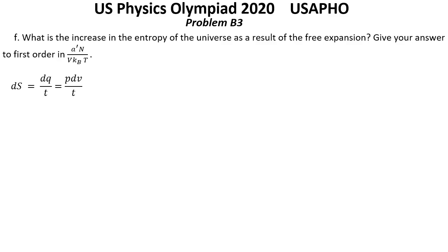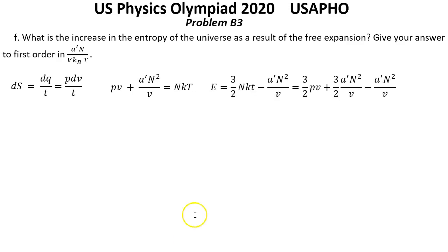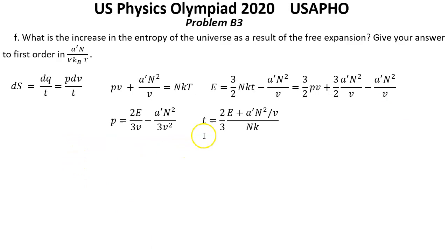Recall that from before we have this expression. If the energy of the system is E, we have this expression, which is simplified to this. And from here we can express P and T as functions of V. Now we can do the integration.